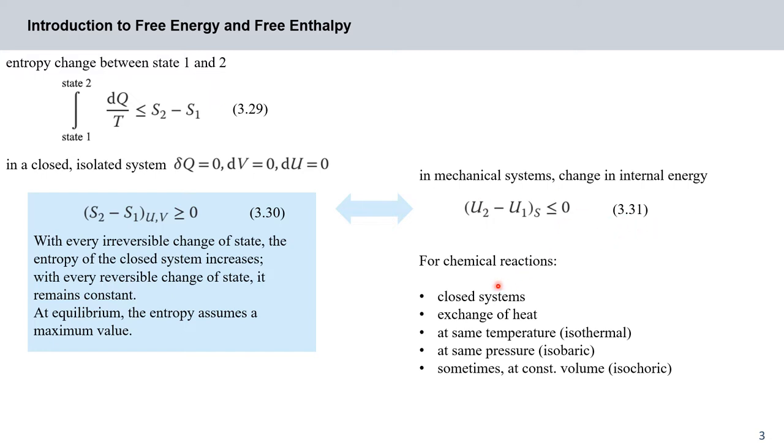So we as chemists, we usually work with closed systems. That means we have a given amount of a substance. But we have also heat exchange with the environment. And often such investigations take place in a thermostat, so they are isothermal. And in the most frequent cases, we also operate under constant pressure, so they are isobaric. And more rarely, we also operate at a constant volume, and this is again derived from Greek, isochoric.